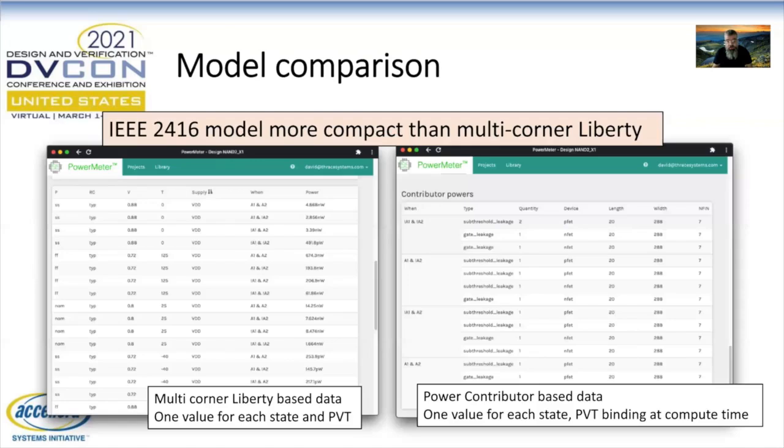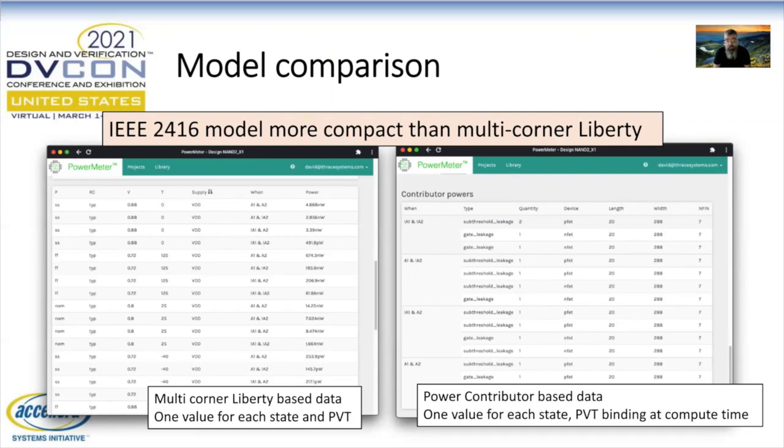The resulting 2416 model is surprisingly not more complicated than a classical power model, nor is it any slower to analyze. As you can see in this comparison from our tool, the data set of a Liberty library at 5 corners is already much larger than the corresponding 2416 single power contributor model. And again, with this single 2416 model, I can cover any corner I like, not only the 5 corners which were available from the Liberty.